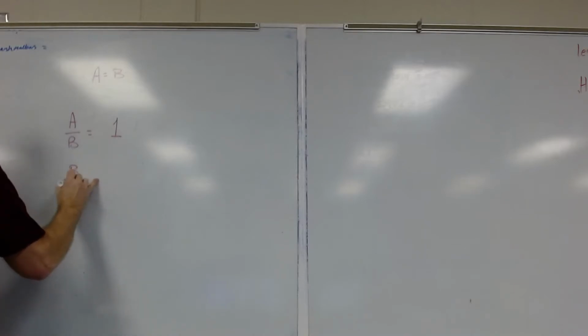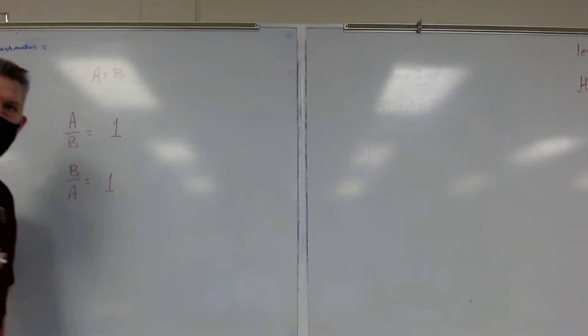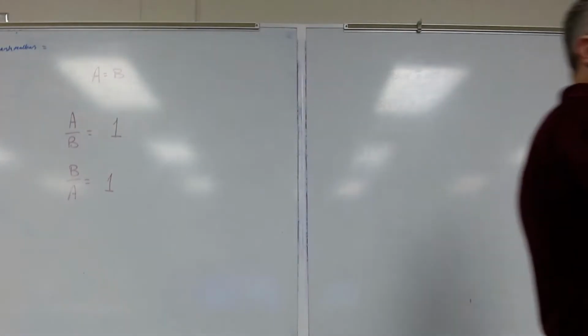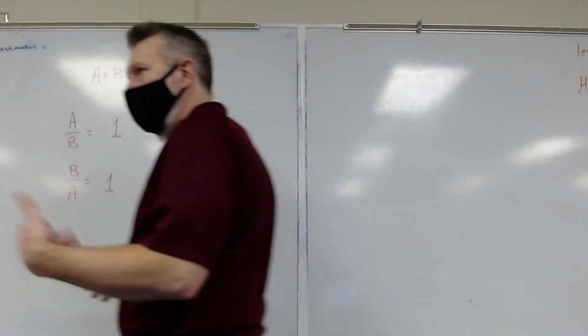And B divided by A equals 1. This is what lets us have dimensional analysis. What makes dimensional analysis work? I'm not actually changing how much of something I have. I'm just changing how I represent it.